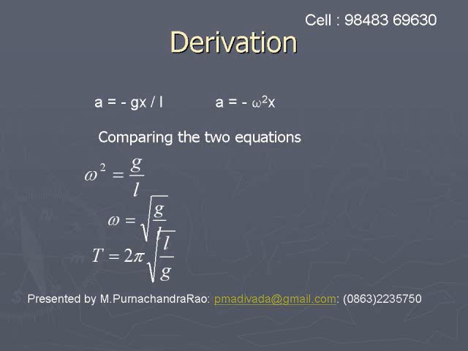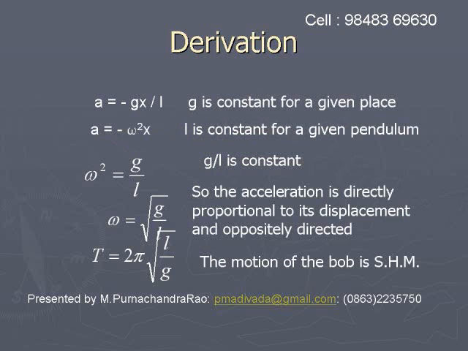g is constant at a place. Hence, when we perform an experiment with a simple pendulum of the same length at the same place, then g by L is constant. Hence, omega can be considered to be equal to root g by L. Hence, root g by L is a constant. We can use this term instead of omega.